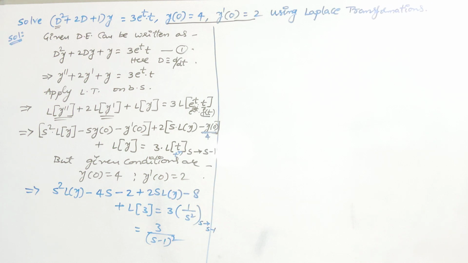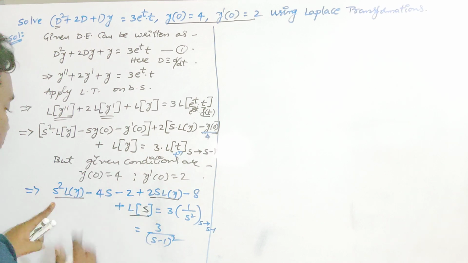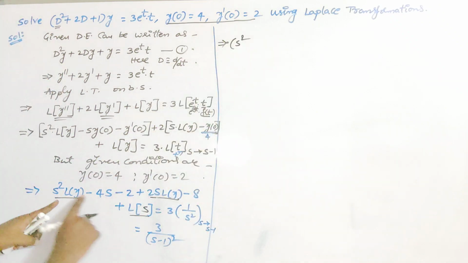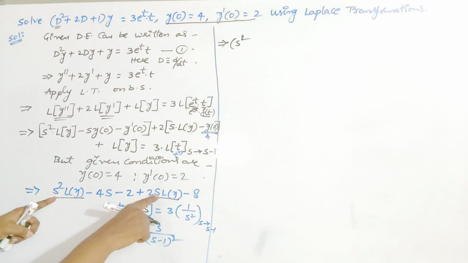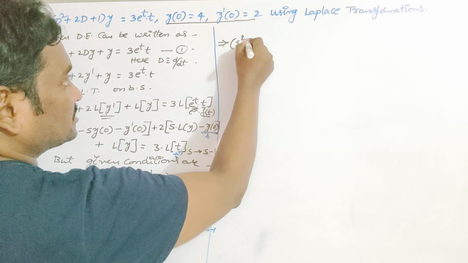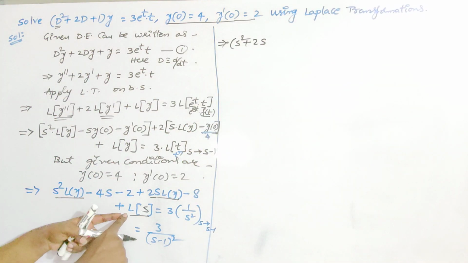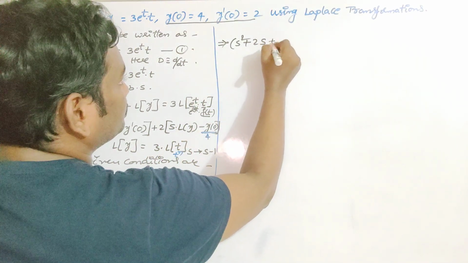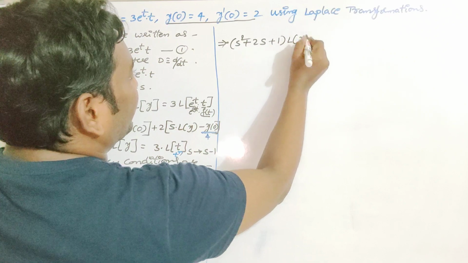Okay. Now, we have to collect the terms with L of y. In the first one, in the middle one, and in the last one, in these three terms we have L of y terms. So, you can take L of y common from these three parts. So, you will get s square is the remaining term in the first part, 2s is the remaining term in the second, plus 1 in the last one, if you take L of y common, then the remaining term is only 1, whole into L of y.